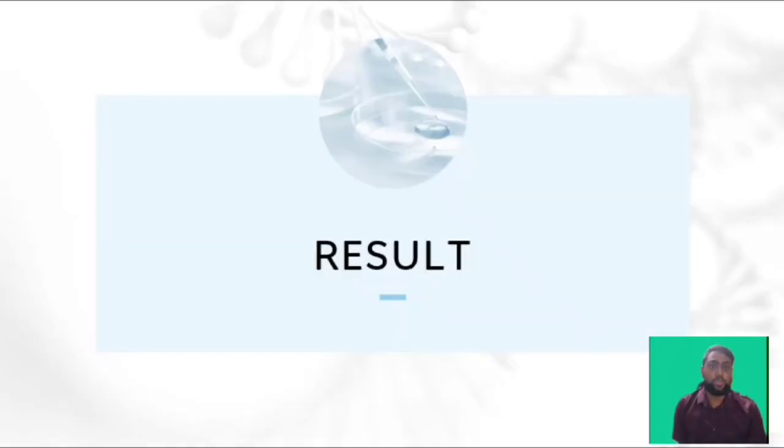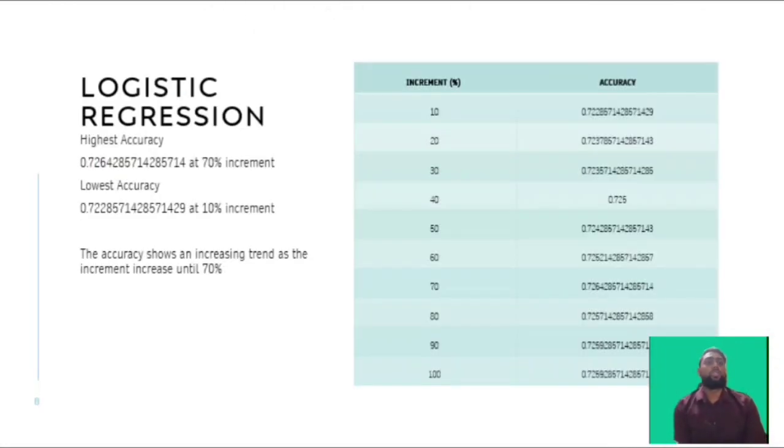So let's jump into the result. First, logistic regression. Logistic regression has the best performance for all the training sets, but for our goal, the highest accuracy was reached at 70% with 0.7264, and the lowest accuracy was achieved at 10%, 0.722.